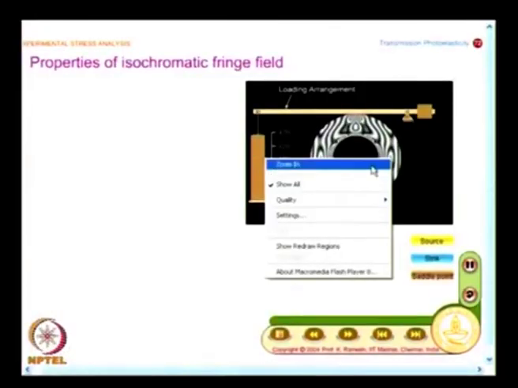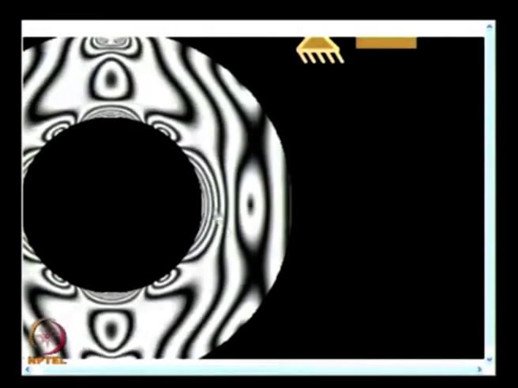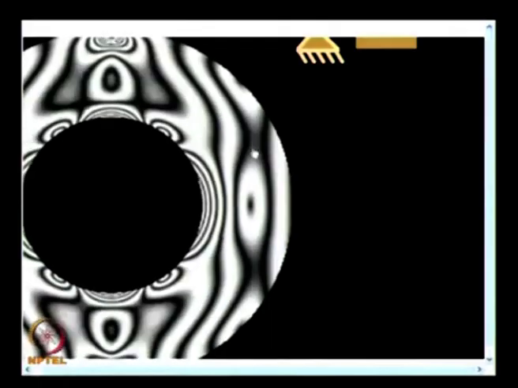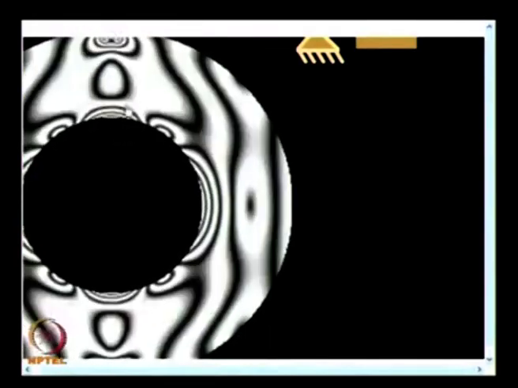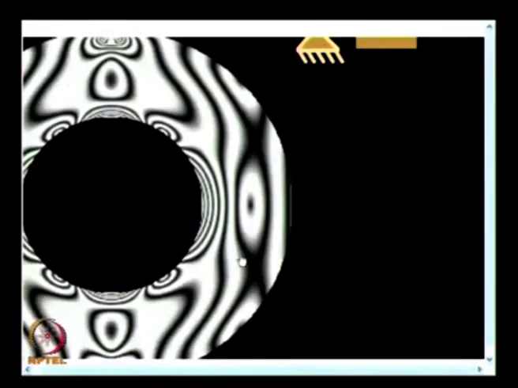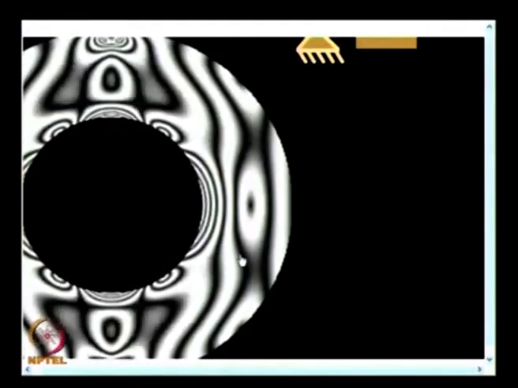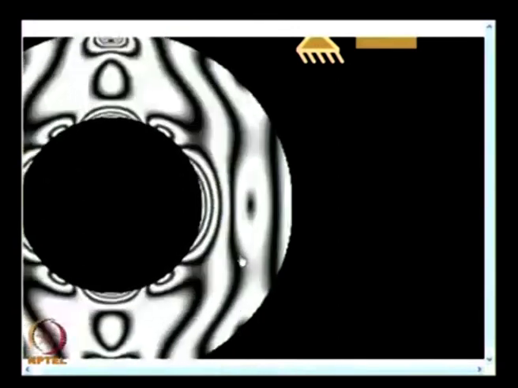Let me focus on this part of it. What is happening here? I have something special happening in this zone, and I have something special happening here. As the load is increased, in one case fringes go and vanish, in another case only the density increases. Only the density increases; the fringes do not vanish.